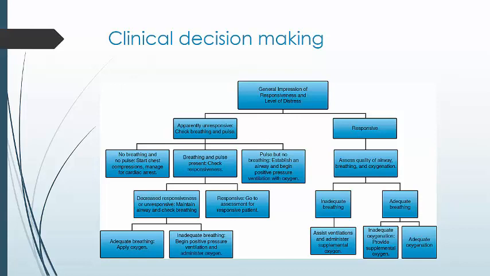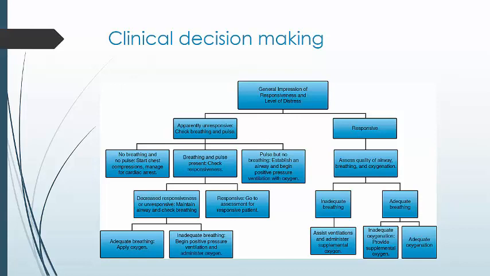If they are unresponsive, check breathing and a pulse. If they have no breathing and no pulse, start CPR. If they have breathing and a pulse, check for responsiveness. Okay, if they have decreased responsiveness, maintain the airway and check breathing. If they're adequately breathing, give them oxygen. If they're inadequately breathing, give positive pressure ventilations and oxygen. Okay, if they were responsive, go to the assessment for a responsive patient. And if they have a pulse but no breathing, establish your airway and begin positive pressure ventilations with oxygen. So it breaks it down pretty simply there. It's a pretty good little chart.